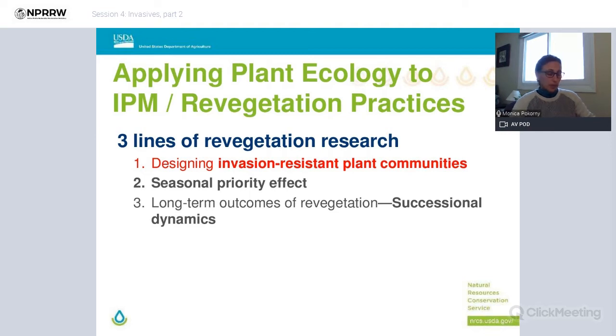So what we're going to do now is shift into talking about applying plant ecology into invasive plant management, and particularly into practices that include revegetation. And really there's 3 lines of research related to revegetation research and invasive plant management. We're going to talk about all 3 of those and provide some study examples and then talk about how to implement the results of that into practice.